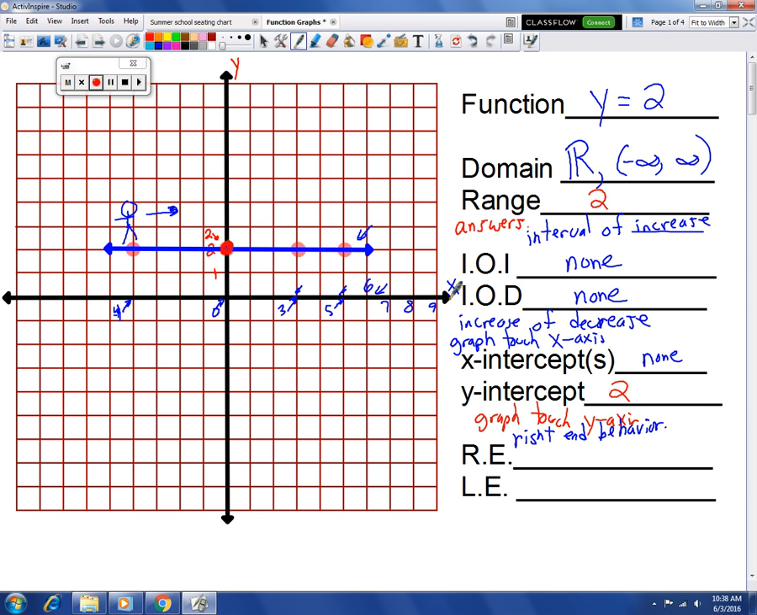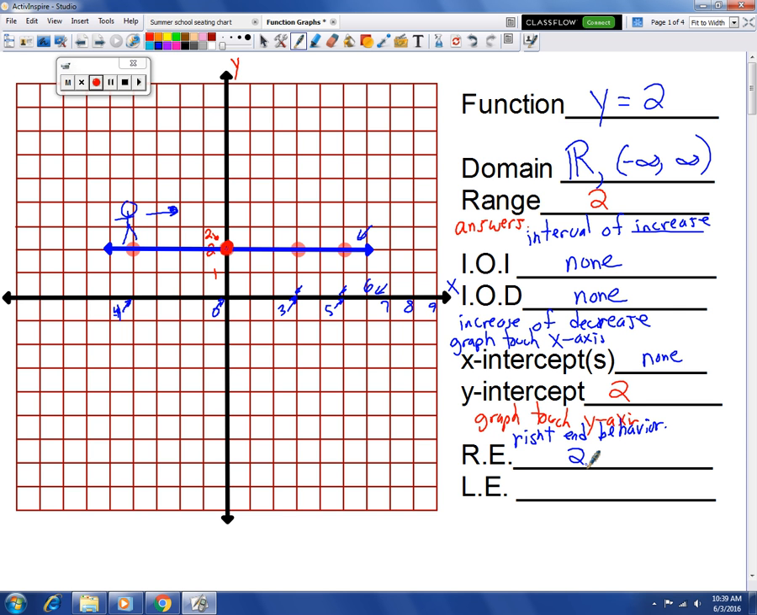Well, it's not hard to imagine. It's always going to be just a flat level line forever and ever. So the y value, in right end behavior and left end behavior, is really just the y value. The y value would be 2. It's always going to be 2 above the x-axis. So right end behavior is 2.